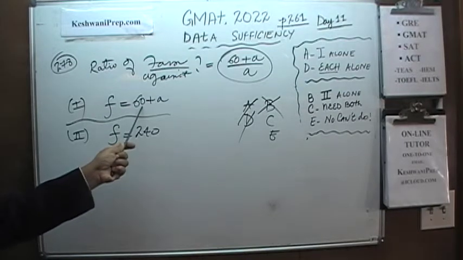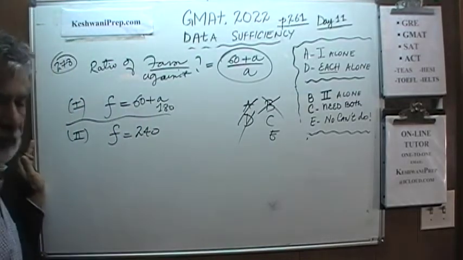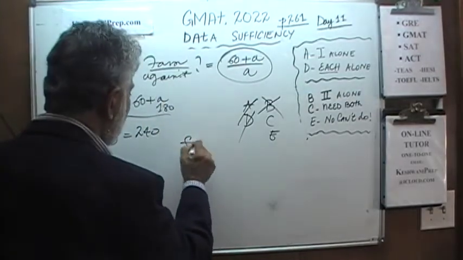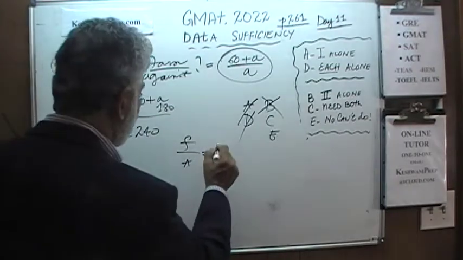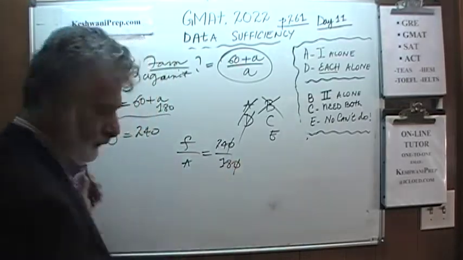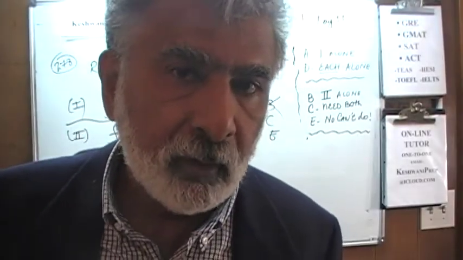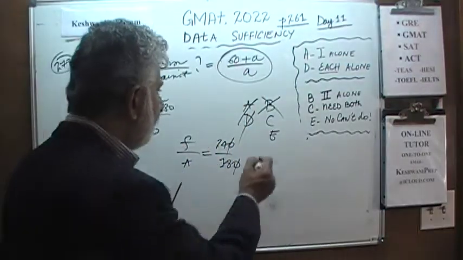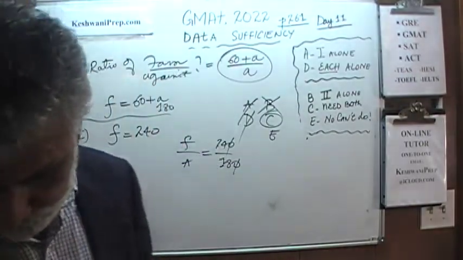It is only when we put the information from the two statements together that we know that if F is 240, A must be 180. 180 plus 60 is going to give us 240, which means the ratio that we're looking for, of people who voted in favor or against, is 240 over 180. But that's only when we put the information from statements 1 and 2 together. The answer is C. Each statement by itself does not get us anywhere.